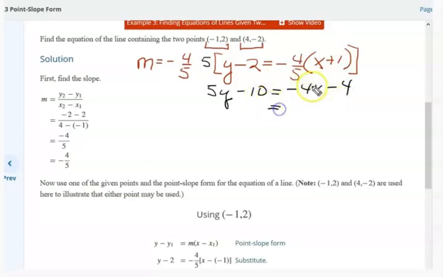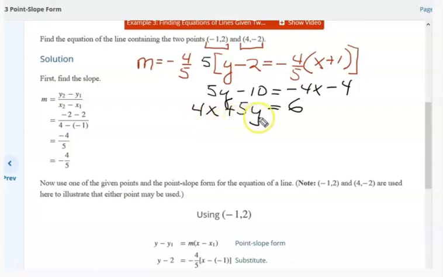So we're going to transpose the negative 4x to this side, where it becomes a positive 4x plus 5y. Transpose the negative 10 to this side, where it becomes a positive 10, and a negative 4 gives us 6. Now there is our standard form.